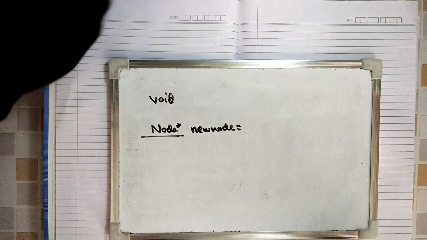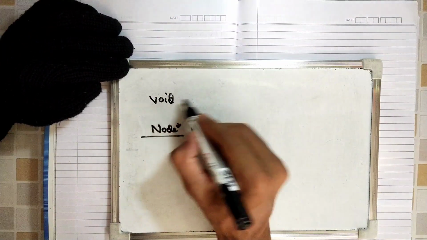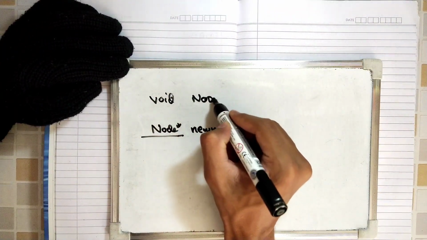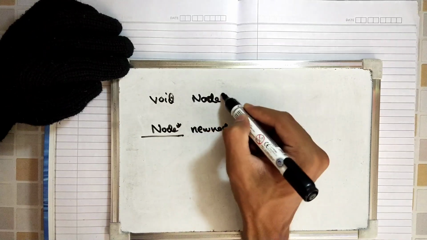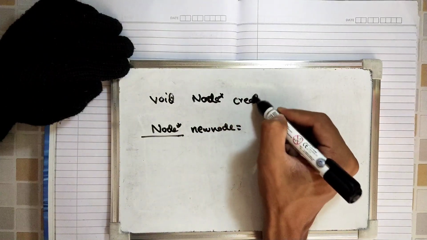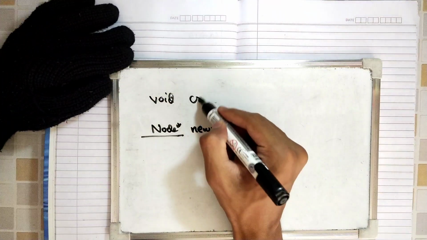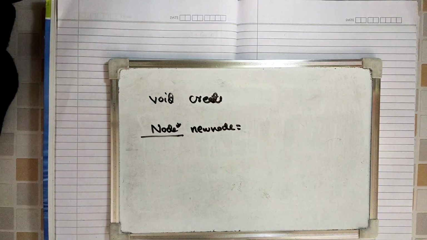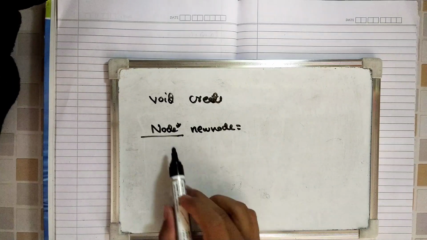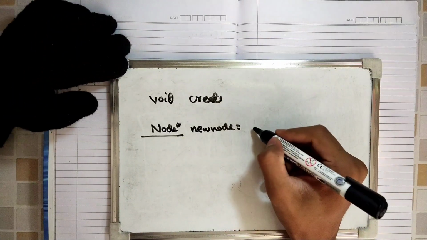Since I am using self-referential structure, here also I can write void, here also node star, then create also I can write. This we will see later. Simply keep it as this. While explaining self-referential structure, I will explain that part. Okay, node star new node is equal to, here again.